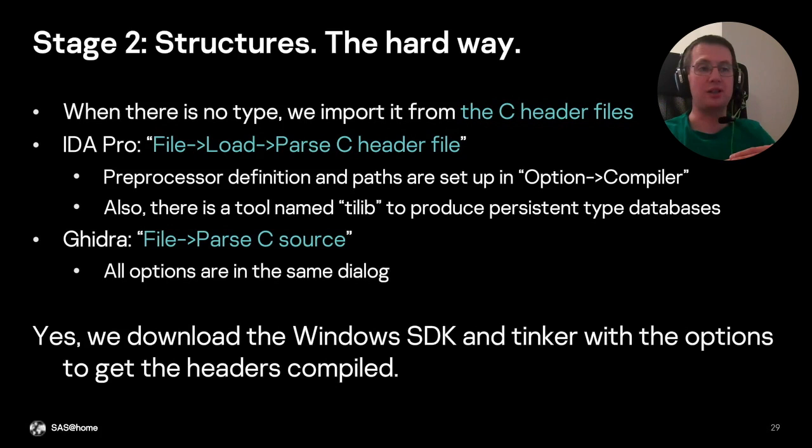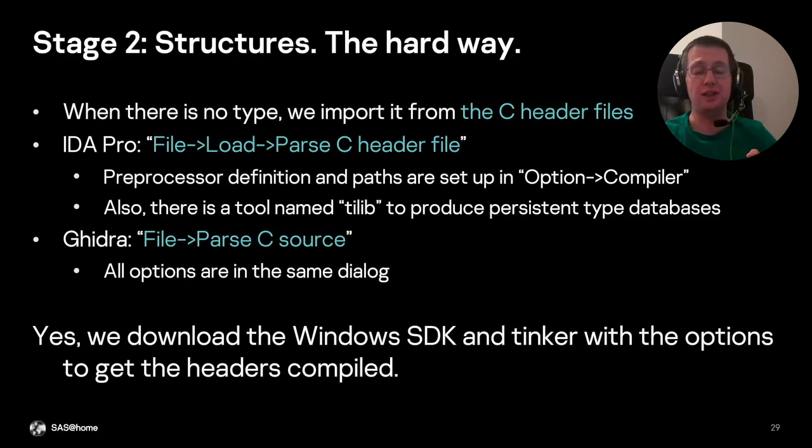And these are just C header files. Both of the tools can import the header files and produce some internal information about the structures that you can use. For IDA Pro, you find the parse header file command, and it will import type information just into the current database. And if that's not enough, you can use a different standalone command line tool called tlib, and it will produce a type library file that you can reuse then.